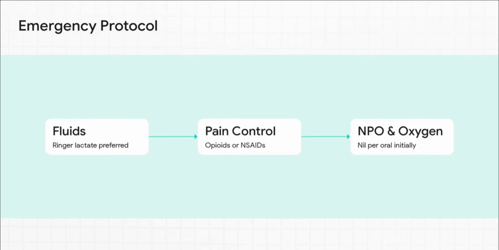cardiovascular collapse. Step 2 is pain control, usually utilizing opioids or NSAIDs, and Step 3 is making the patient NPO, meaning nil per oral or nothing by mouth initially, alongside providing oxygen. You basically want to stop stimulating the pancreas so it stops producing all those destructive enzymes.